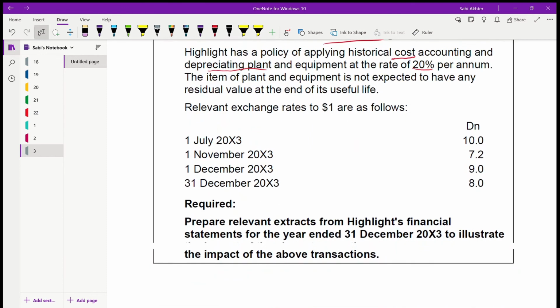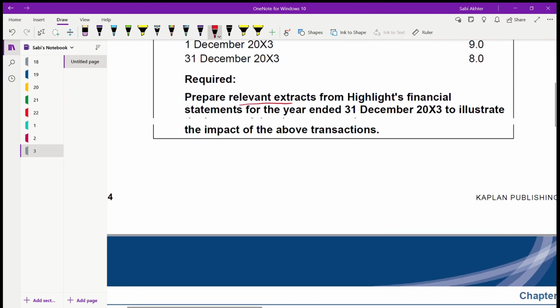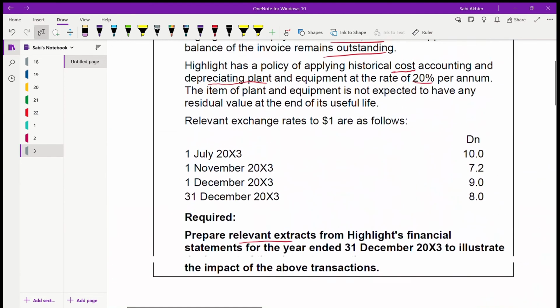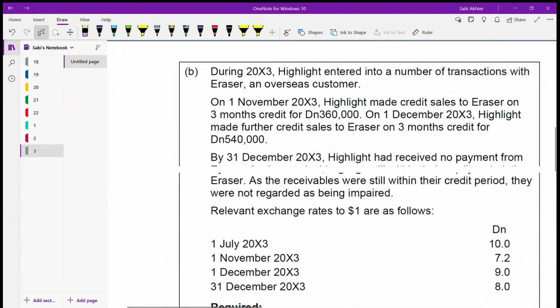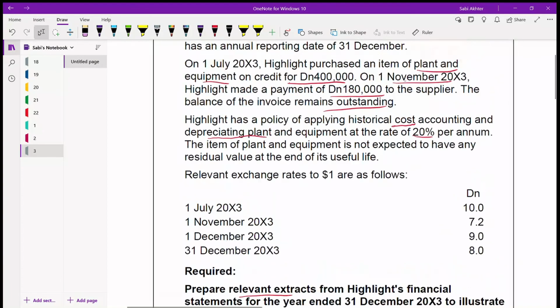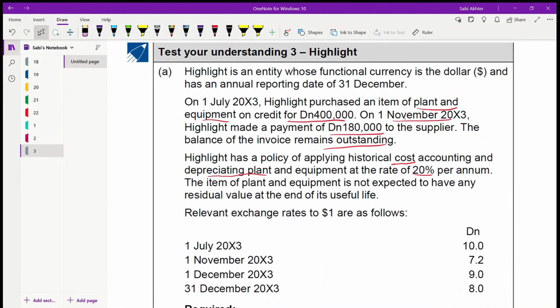In the real exam, the main exam also, you will be given rates like this only, 3 or 4 dates. You need to prepare extracts from the financial statements to illustrate the impact of the above transactions. Remember, it's just extracts, not the full financial statements. The SBR exam will not ask you for full financial statements, so that thing you need to remember. That's a good thing, right? So that's for part A. We have a part B to it, but let us first finish part A before we confuse ourselves more. I don't want to confuse you.